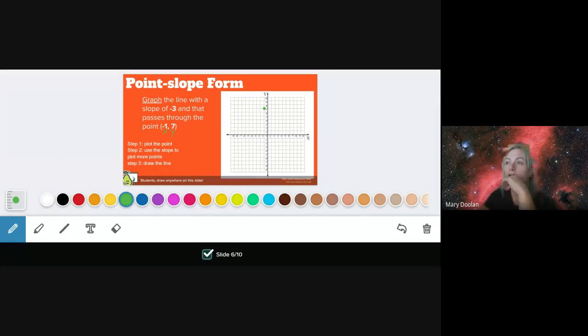So check in the Google Meet that you have your first point in the correct location, because some of you do not. All right? You have to make sure you plot the first point in the correct spot.